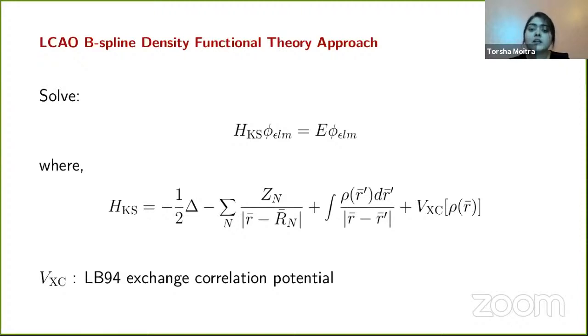After that, we solve for the continuum orbitals by solving the Schrodinger equation in the angular momentum representation, where the Kohn-Sham Hamiltonian is given by this expression. For our purpose, we use the LB94 exchange correlation potential, and this choice has been guided by the fact that this is quite widely used in the literature.